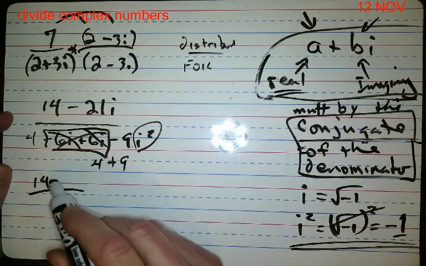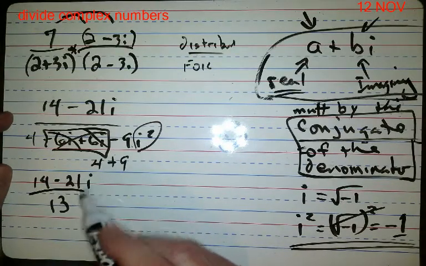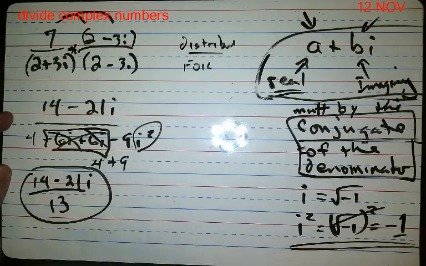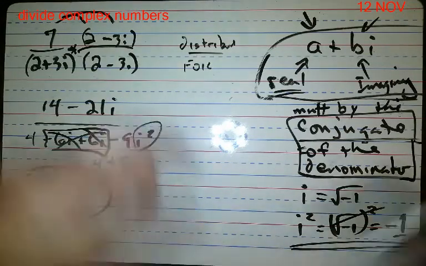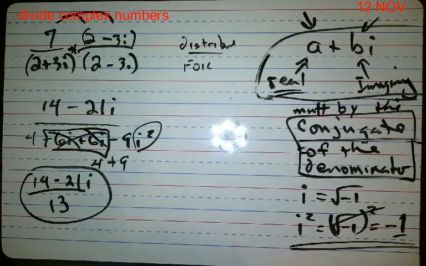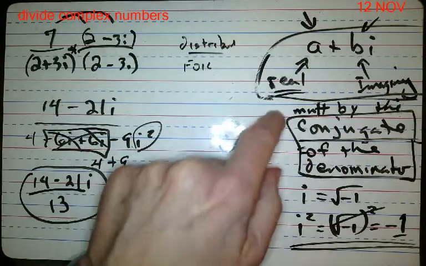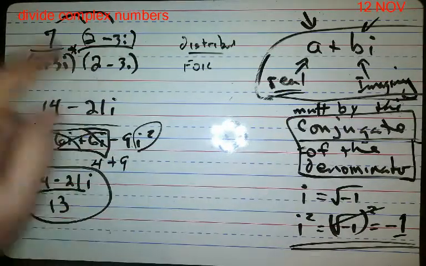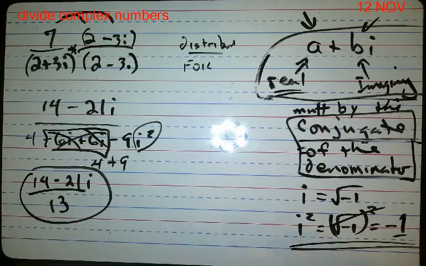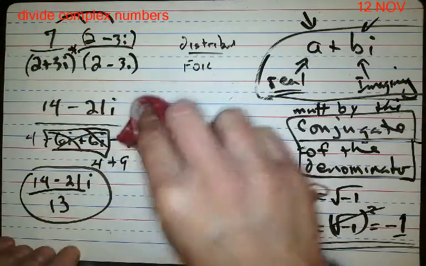And then 14 minus 21i is the numerator. Hooray! We divided. It doesn't look like we divided, but that's what we did. Whenever you divide complex numbers, you have to multiply by the conjugate of the denominator, and you are done.